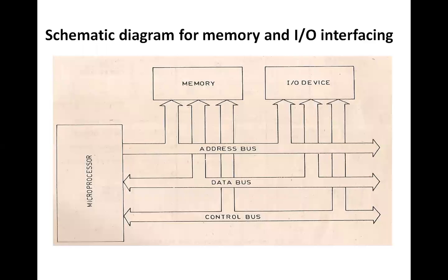Now, this is the illustration by which you can see how the address bus, data bus, and the control bus are used to transfer the data between the memory and the input output device.